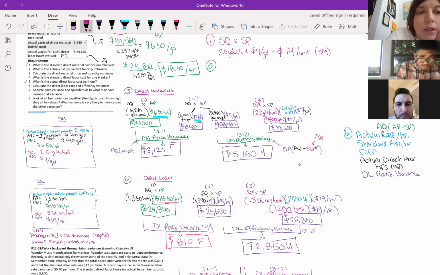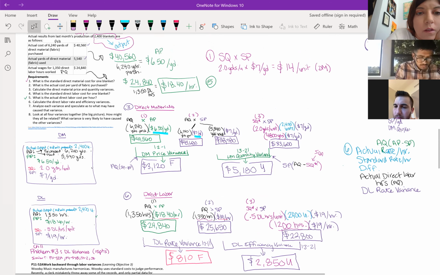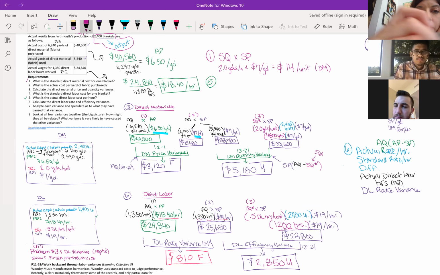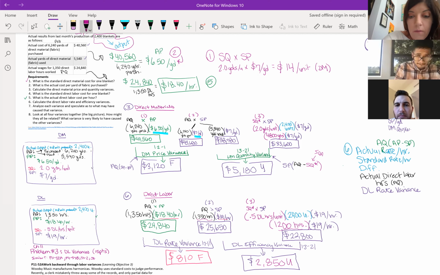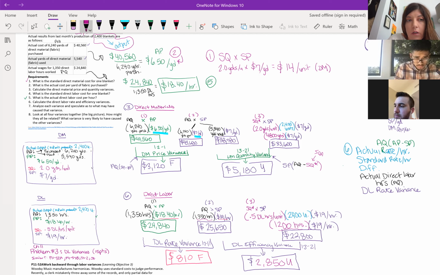For number 2, what is the actual cost per yard of fabric purchased? And we had calculated that before. $6.50 per yard. Right? We took our total cost of those 6,240 yards that we purchased divided by the 6,240 yards purchased to get the $6.50 per yard.